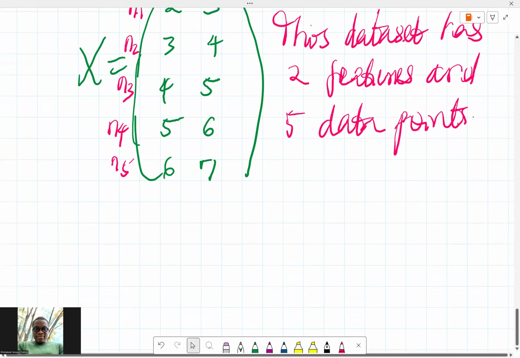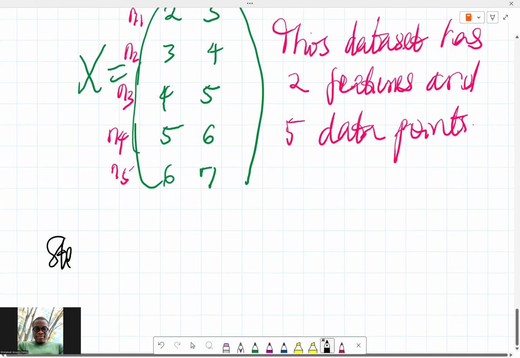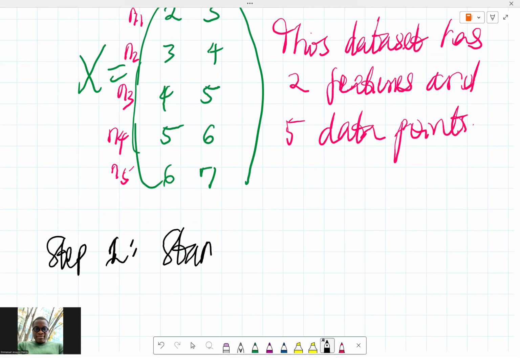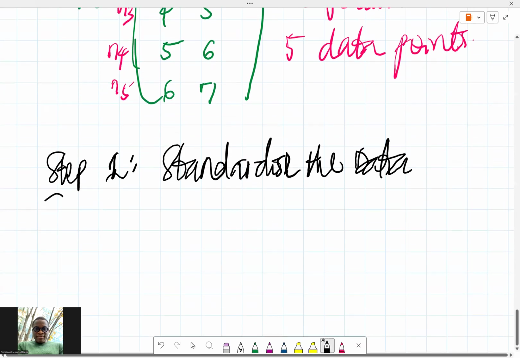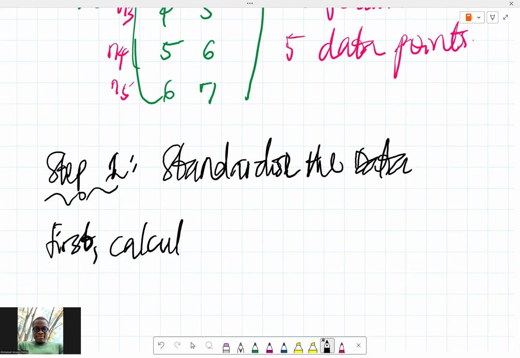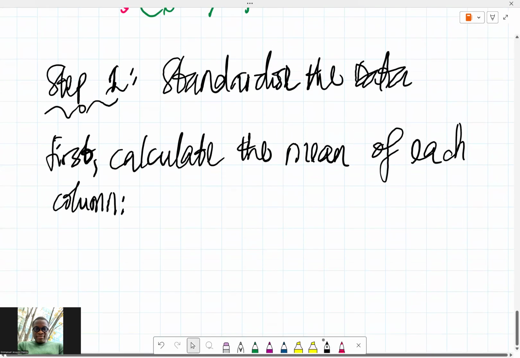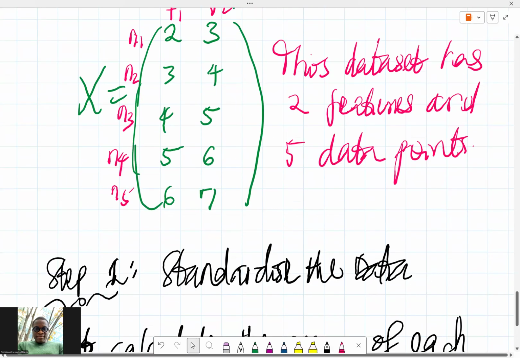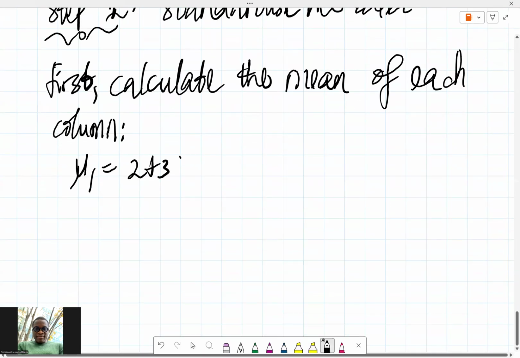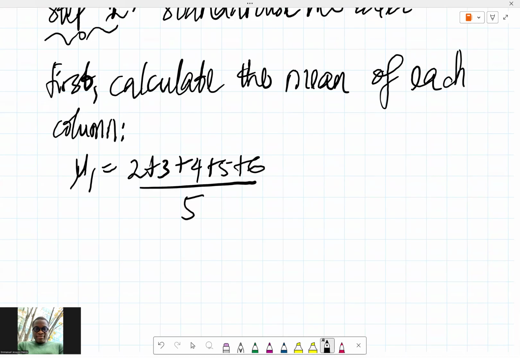So with that, let's follow the steps. Step one, you already know, is to standardize the data. What does it mean to standardize the data? First we calculate the mean of each column. The first column has 2, 3, 4, 5, 6. So 2 plus 3 plus 4 plus 5 plus 6 divided by 5, because we have 5 data points. 2 plus 3 is 5, plus 4 is 9, plus 5 is 14, plus 6 is 20, divided by 5. So mu1 is 4. That's the mean of the first column.